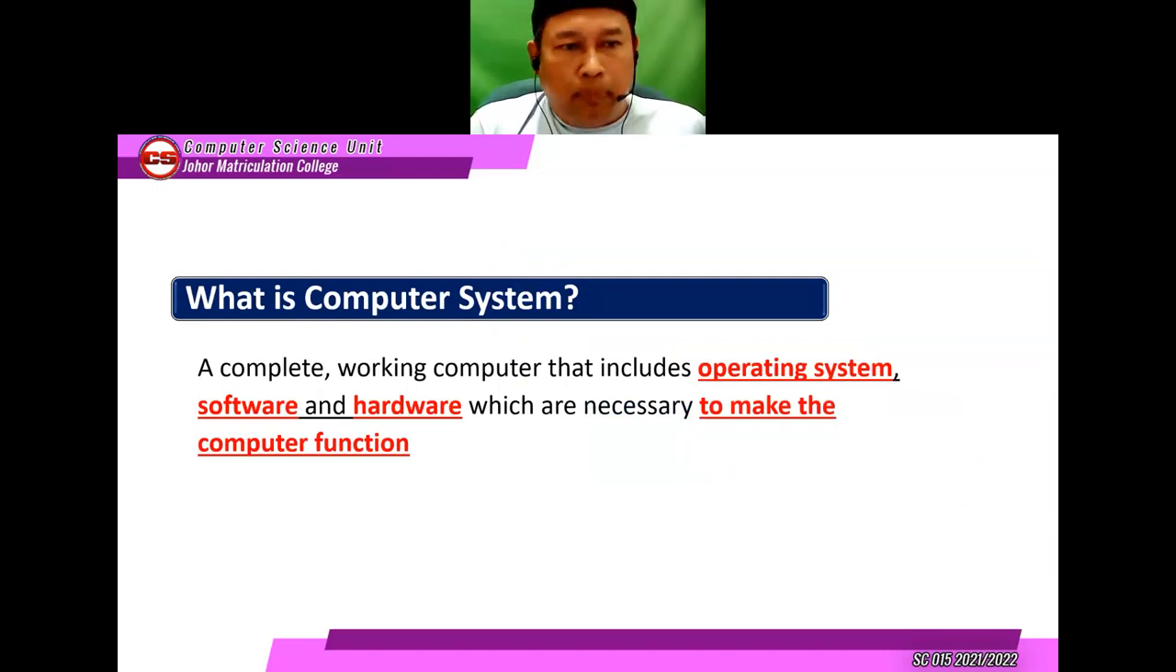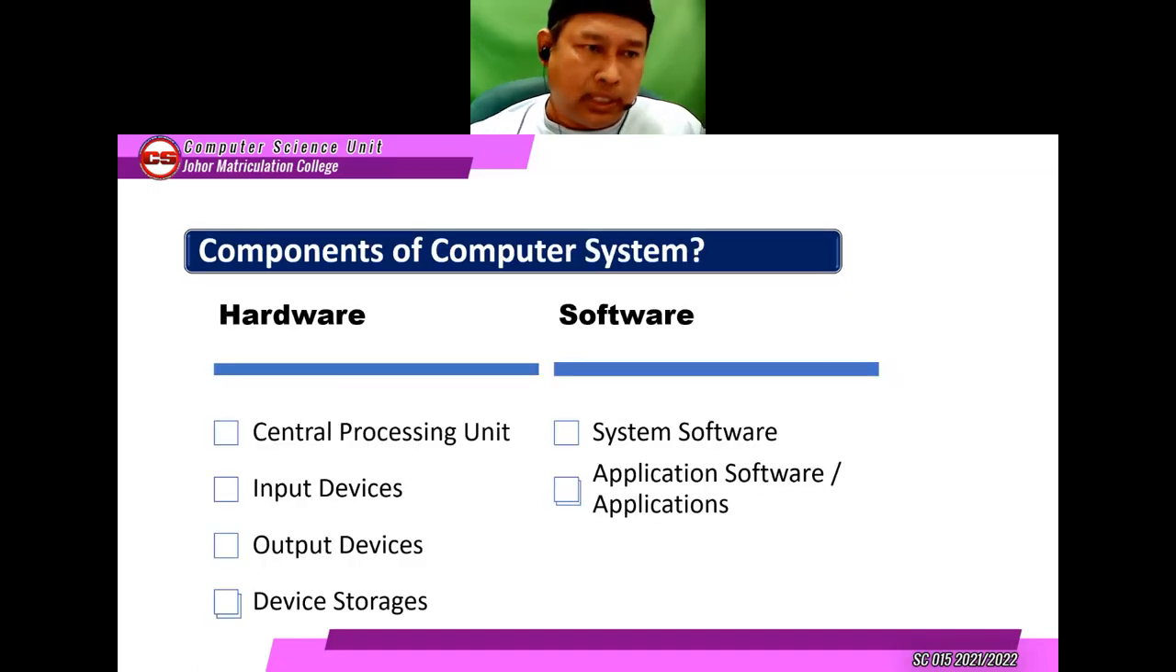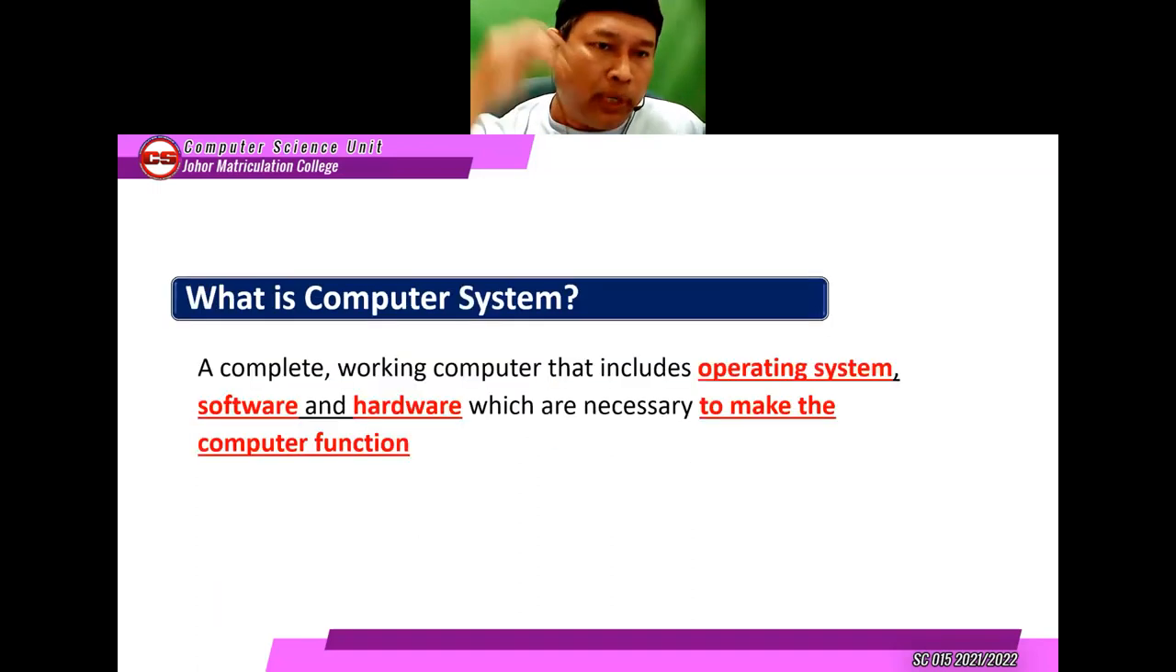What is a computer system? Computer system is a complete computer including operating system, software and hardware which are necessary to make a computer function. What is operating system? Operating system is software to operate the computers. Maknanya setiap komputer mesti ada operating system. You must have an operating system on your computers. Jika tak ada operating system, komputer itu tidak berfungsi. It does not function for your computers.